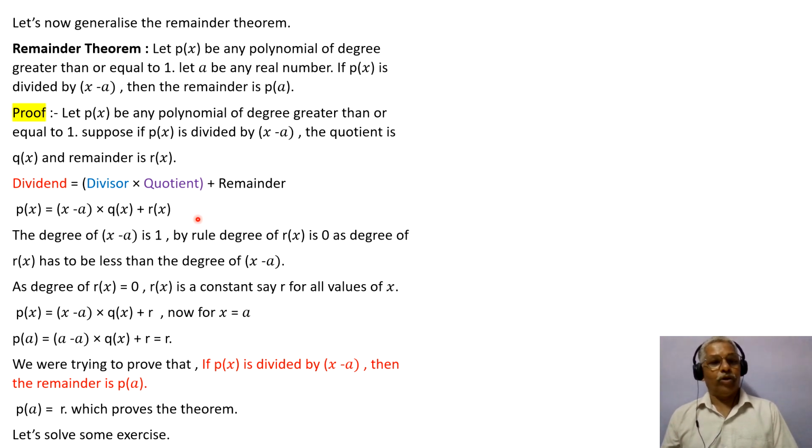Now we have to recall some rule. Just see, the degree of x minus A is 1. By rule, the degree of R(x), the remainder, has to be less than the degree of x minus A. We have seen this rule: we carry out the division till the degree of the remainder is less than the degree of the divisor. So since the degree of x minus A is 1, the degree of R(x) is 0.